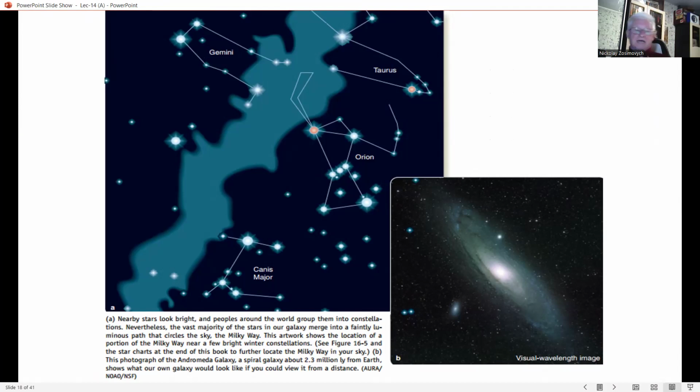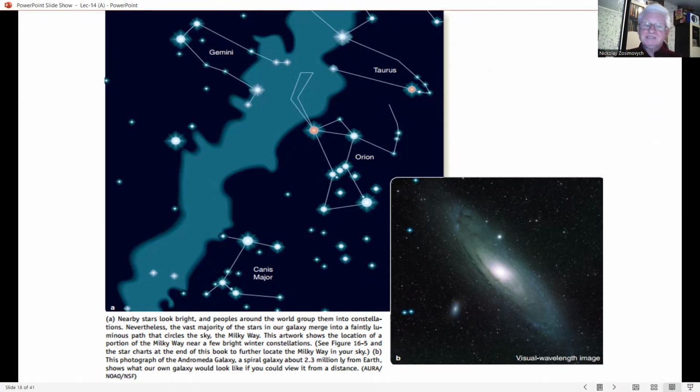The ancient Greeks named the band Galaxias Kuklos, the Milky Circle. The Romans changed the name to Via Lactea, Milky Road, or Milky Way. It was not until earlier in the 20th century that astronomers understood that we are inside a great wheel of stars and that the universe is filled with other such star systems. Drawing on the Greek word for milk, they call them galaxies.